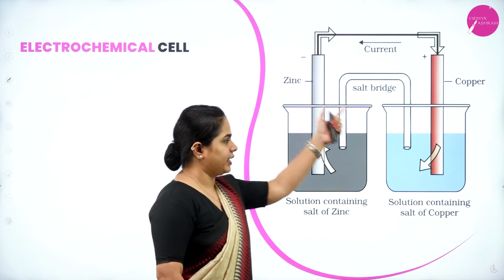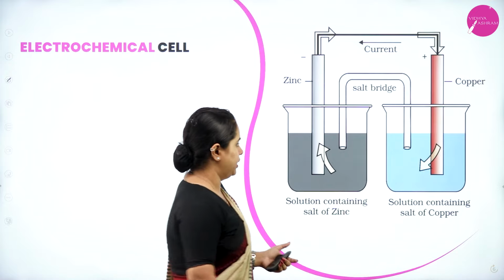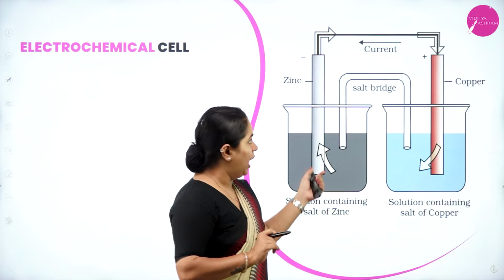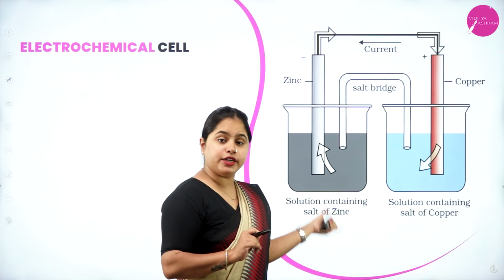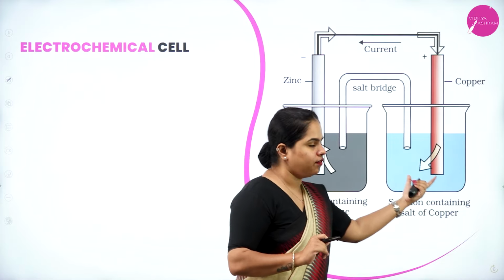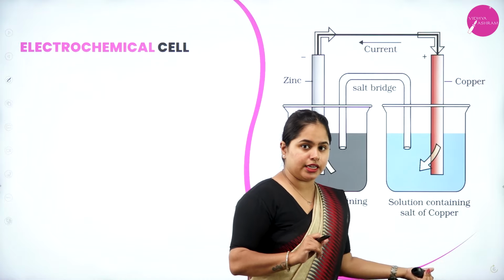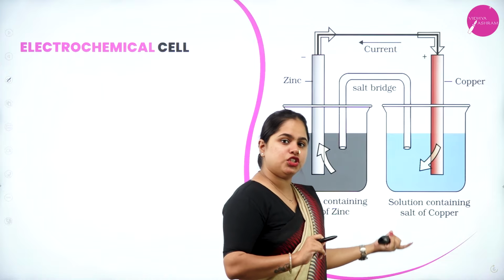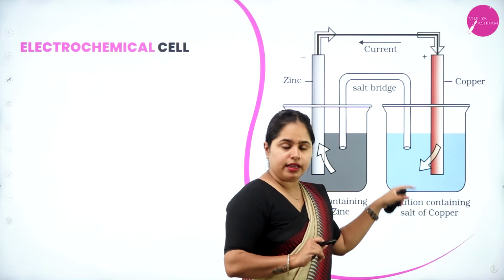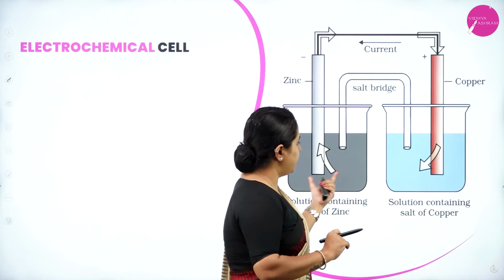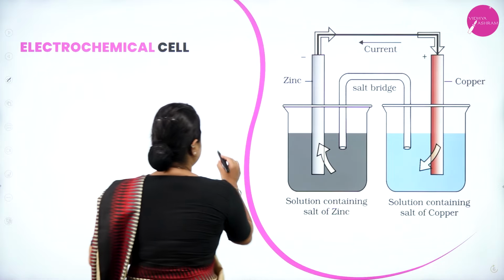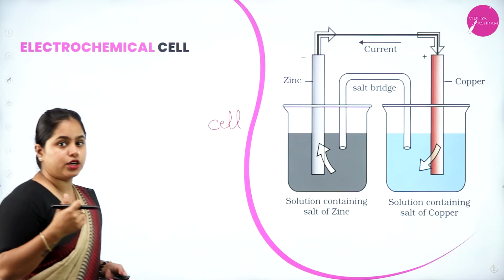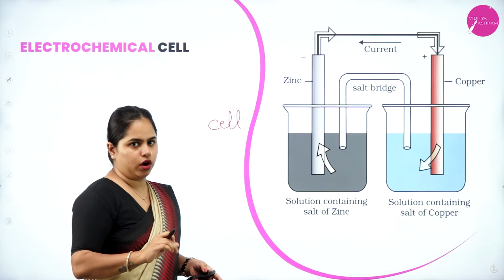So this whole setup is called a cell. That means you have one beaker in which you will have an electrolyte, and a rod or an electrode will be dipped in it. In the same way you have another beaker in which another electrolyte will be present, and another electrode will be dipped inside. So these two together are called a cell. That is why it is called an electrochemical cell. This whole setup is called a cell.